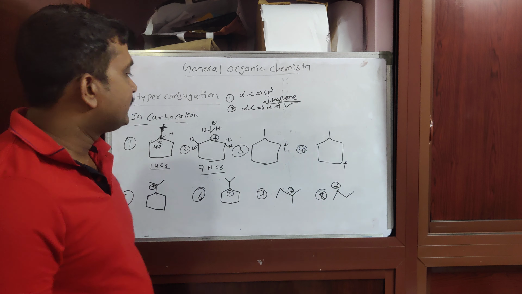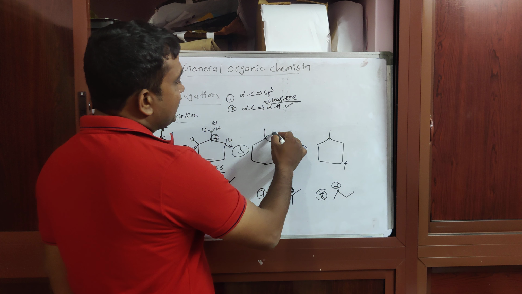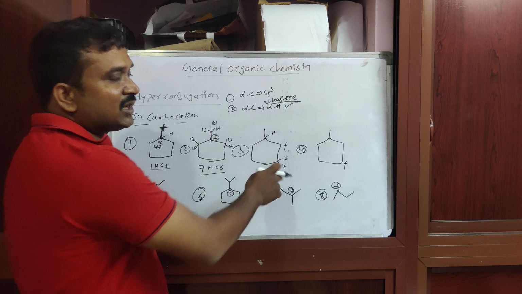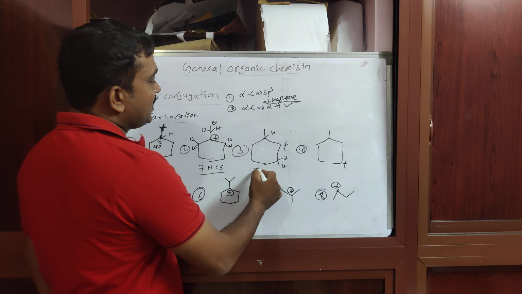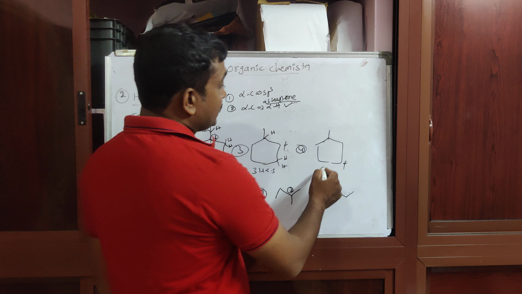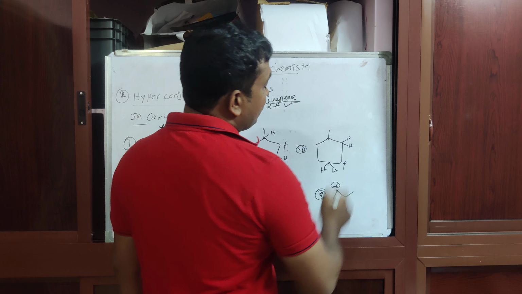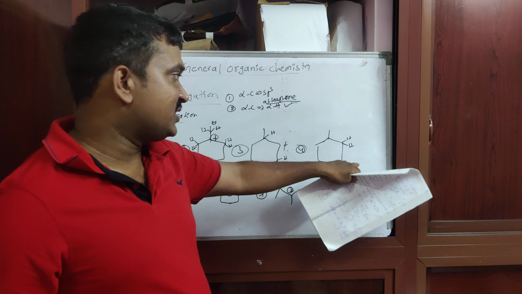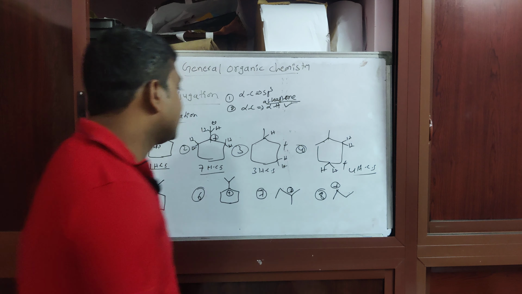If you take this one, this carbon is the alpha carbon. This carbon is also an alpha carbon. Both have sp3 hybridization. 1, 2, 3. 3 alpha hydrogens are there. That's why 3 hyperconjugation structures will form. If you take this carbon, this has 2 hydrogens. This also has 2 alpha hydrogens. The sp3 hybridization condition is satisfied. That's why this shows 4 hyperconjugation structures.